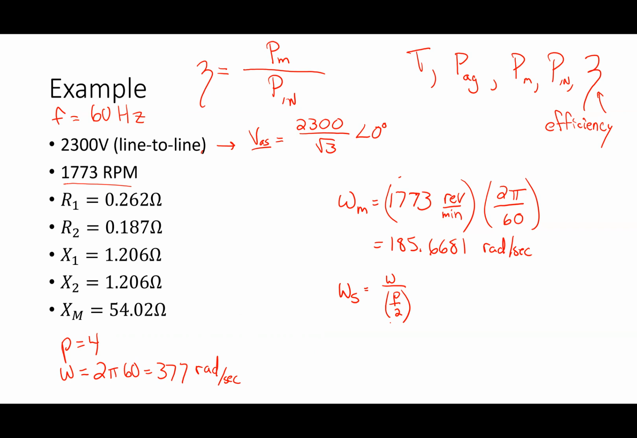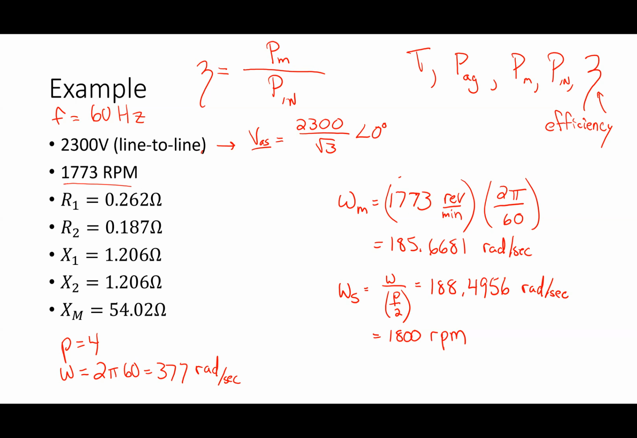So basically by the number of poles. If I do the math on this, in radians per second, it works out to 188.4956 rads per second. Again, no real engineer would ever say that. They would say it's 1800 RPM. That is the synchronous speed.